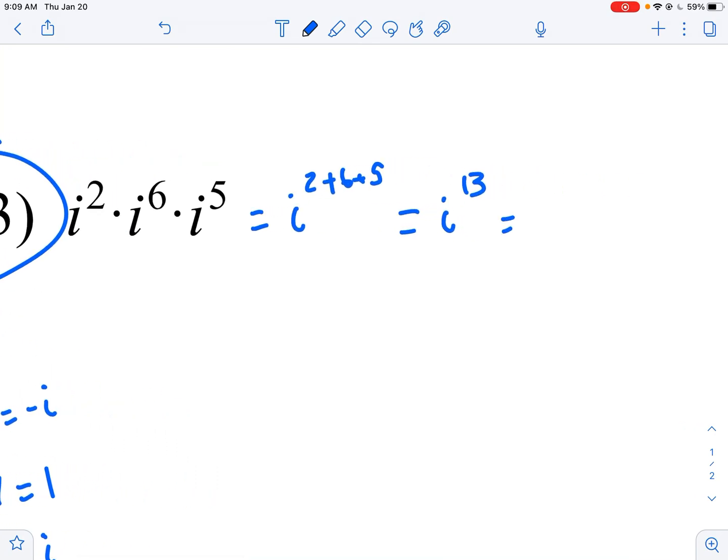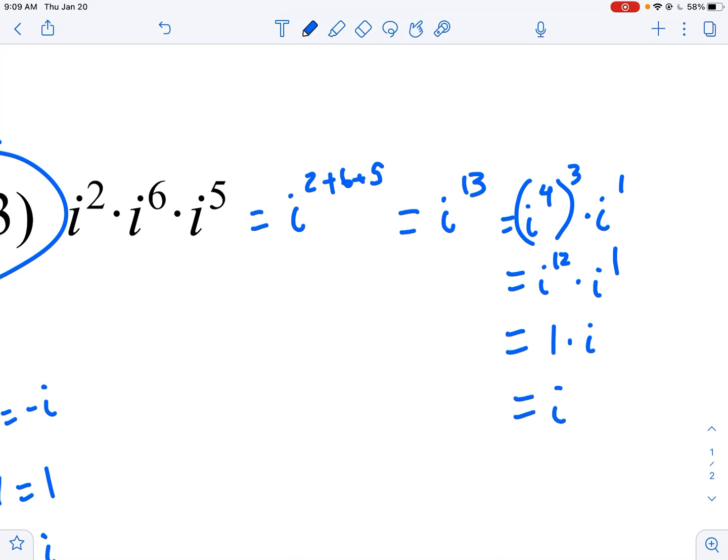Well, we can rewrite this as i to the fourth, twice. Oh, actually, we can do that 3 times. Sorry. Times i to the first. Because i to the fourth to the third is 12, and then this makes 13. So really, I should have written it out that way: i to the 12th times i to the first. i to the 12th is i to the fourth to the third power, which means i to the 12th is just 1. So now we got 1 times i, so it's just i. There we go. Problem simplified, it's just i.